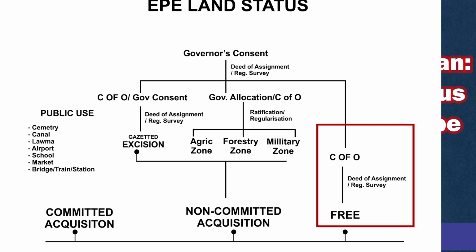I've actually bought agric zone. And I will still buy my agric zone. Let me put it that way. So it's just ratification and regularization that you are going to do to your government allocation and then your CFO, definitely. And then eventually everything ends at governor consent. So if you don't have mind for all this wahala, just look for CFO land in Epe and buy. Like go for and get CFO.